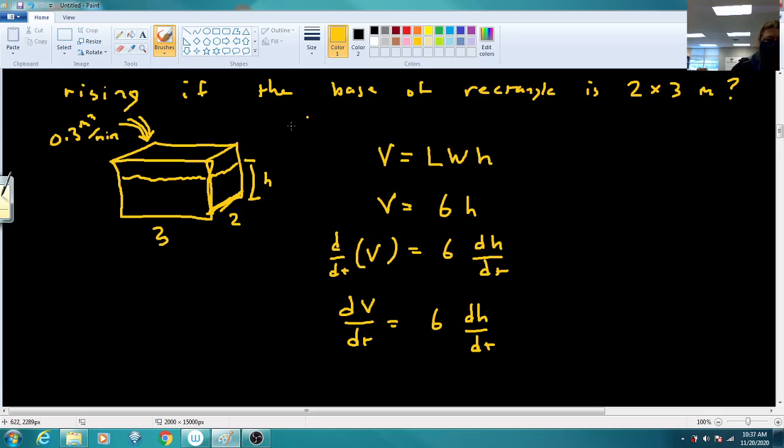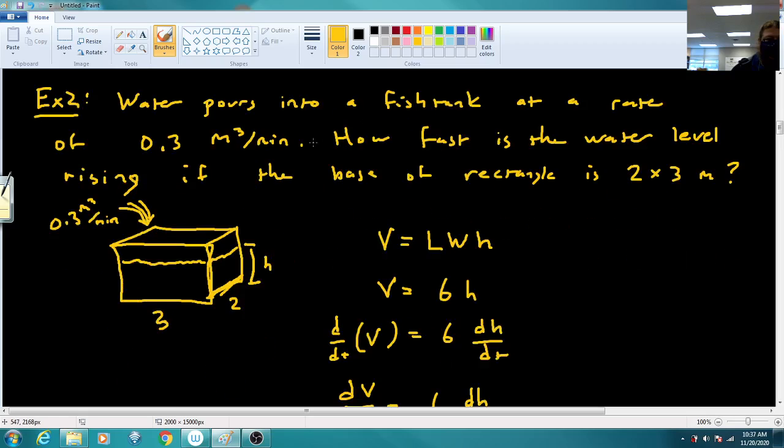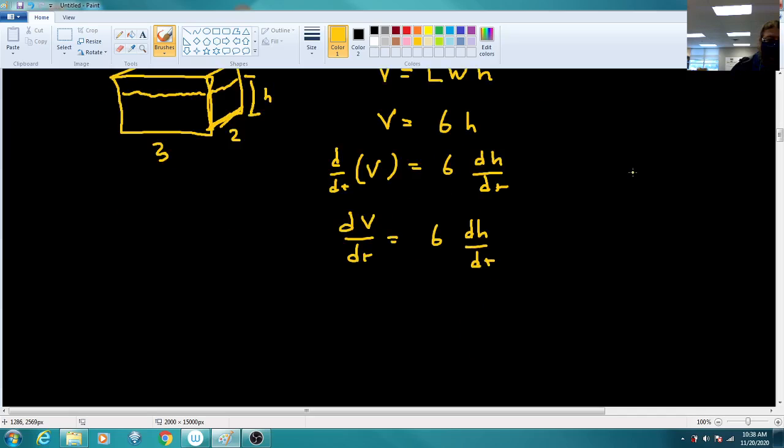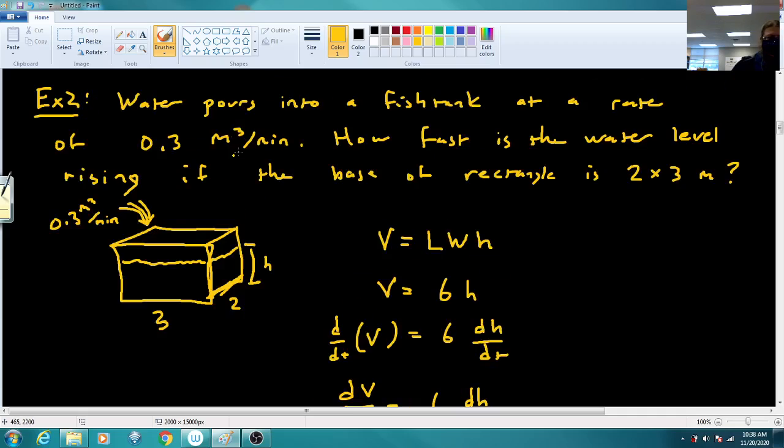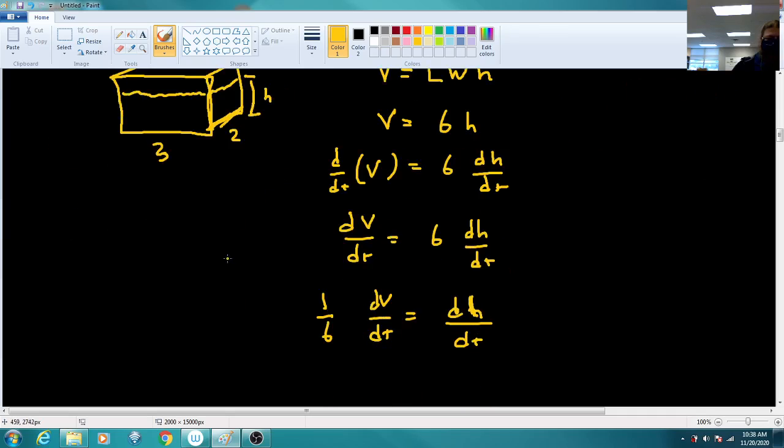The problem is asking how fast the water level is rising. Am I missing a value here? Nope, it says how fast is the water level rising if the base is that. So it's asking for dh/dt. I'm going to take the 6 and bring it across as 1/6, so 1/6 dV/dt is dh/dt. And dh/dt is what the problem is asking for: the rate the height is changing, which is the rate the water level changes. dV/dt is the rate the volume enters, so that's 0.3 cubic meters per minute.